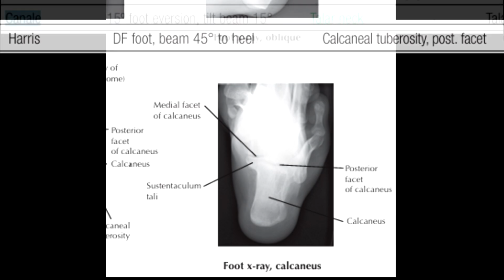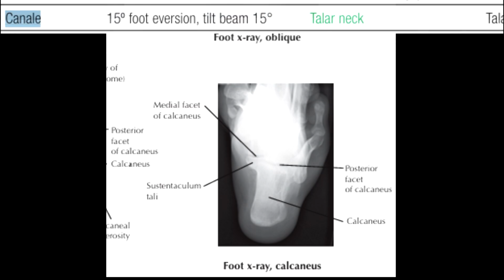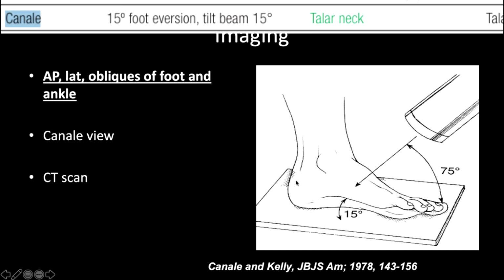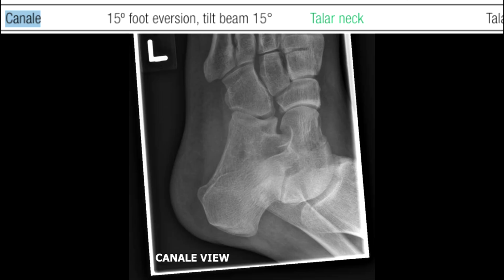Another important specialized view is the canal view, obtained with 15 degrees of foot eversion and the beam tilted 15 degrees. This is designed specifically to visualize the talar neck, a region that is notoriously difficult to assess on standard projections. The talar neck is clinically important because fractures here are highly associated with avascular necrosis due to disruption of the delicate blood supply to the talar body.